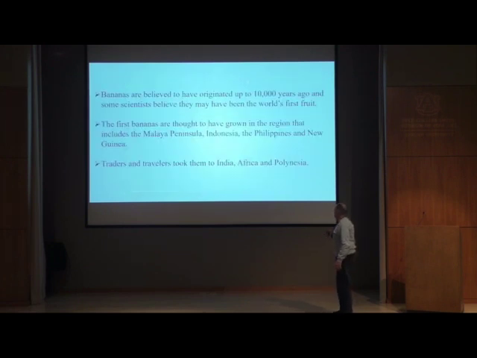Look at this. 10,000 years ago, we had bananas. Humans were eating bananas. The first bananas are thought to have grown in the region that includes Malay, Indonesia, the Philippines, that's Southeast Asia, and New Guinea. Traders and travelers took them to India, Africa, Polynesia, okay?